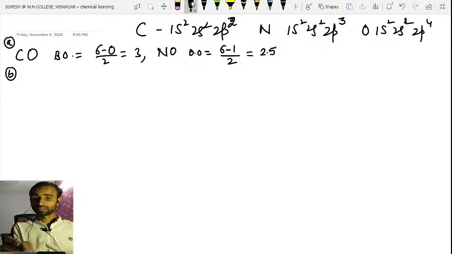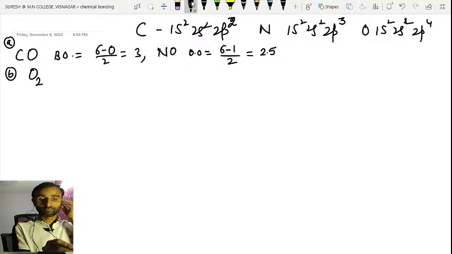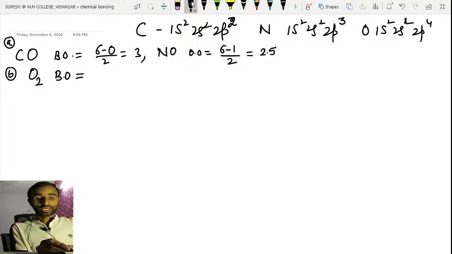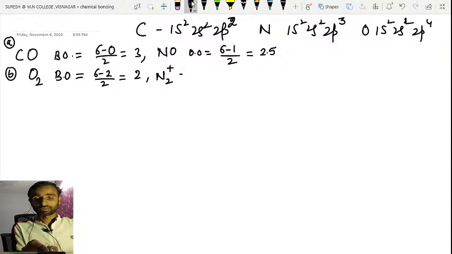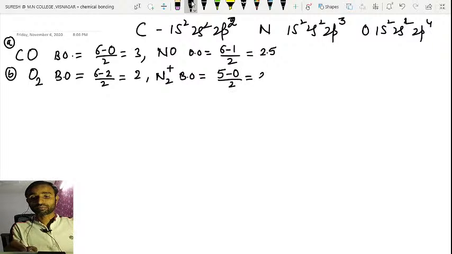So in B is O2 and NO positive. So in O2, 4 plus 4, 8. Out of 8, 6 are in bonding, the remaining 2 are in anti-bonding. So bond order is 2. And NO positive, 3 plus 3, 6 minus 1. So 5 up to 6 are in bonding only. So all are in bonding in this one. Okay.